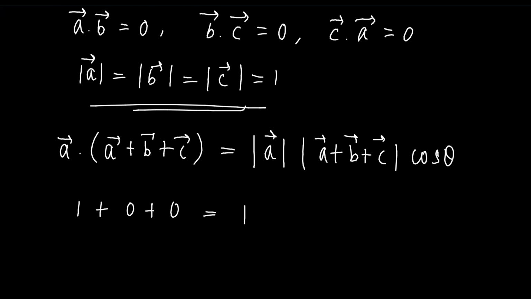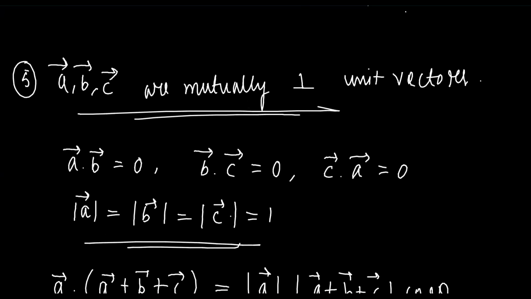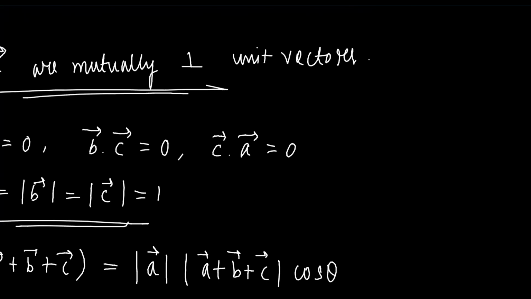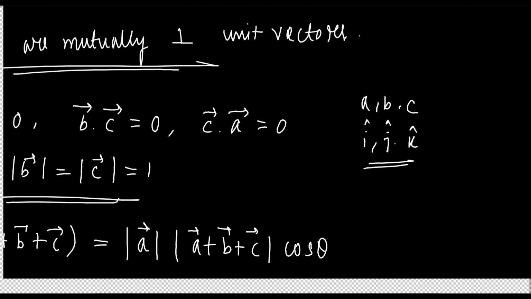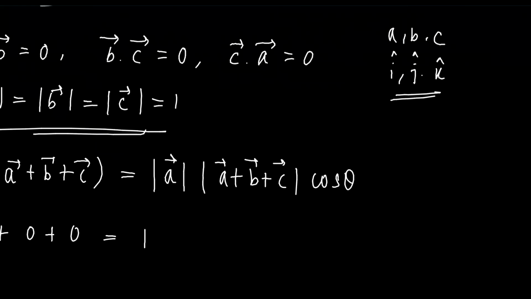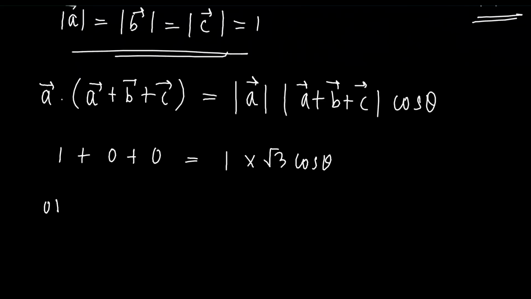Now as a, b, c are mutually perpendicular unit vectors, we can think of them as i, j, and k. We know that the magnitude of i plus j plus k is √3. So we can write a plus b plus c as √3 into cos theta. So from this we can write that cos theta is equal to 1 by √3.